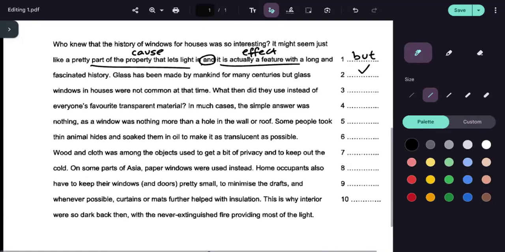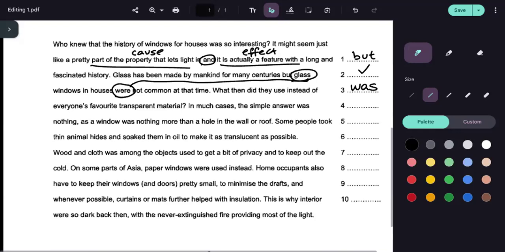Let's read again. Windows were not common at that time. What then did they use instead of glass? The error here is "were". You should change it to "was", because the "were" here is not referring to the houses or the windows. It is referring to the glass.